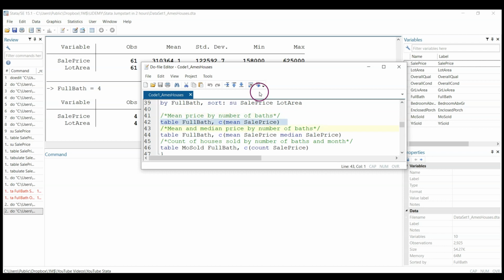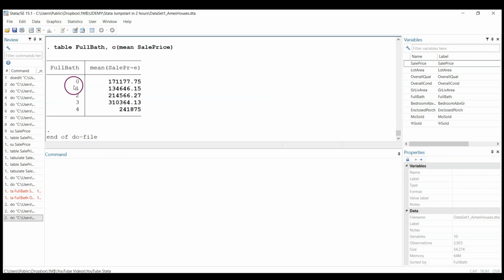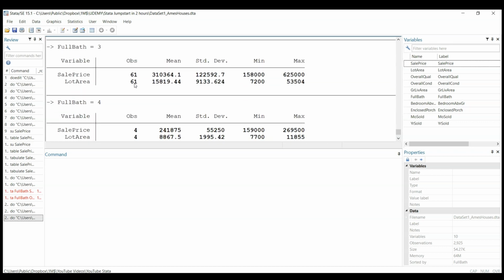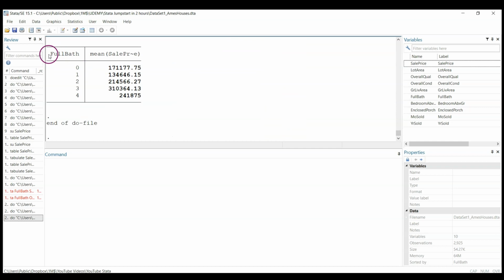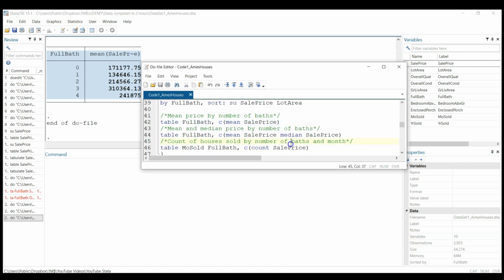So again, if I highlight it and run it, you see that for each type of full bath, 0 through 4, I have the mean sale price. And again, it's much more compact here than the example above. And of course, if you want to put it into your report or your homework, you can just highlight it and then copy as table, and you will be able to put it in Excel, for example, and further format it there. And another example, I can also look at the other variable. For example, I want to look at mean sale price, also median sale price, and of course you can replace sale price with the variable of interest.